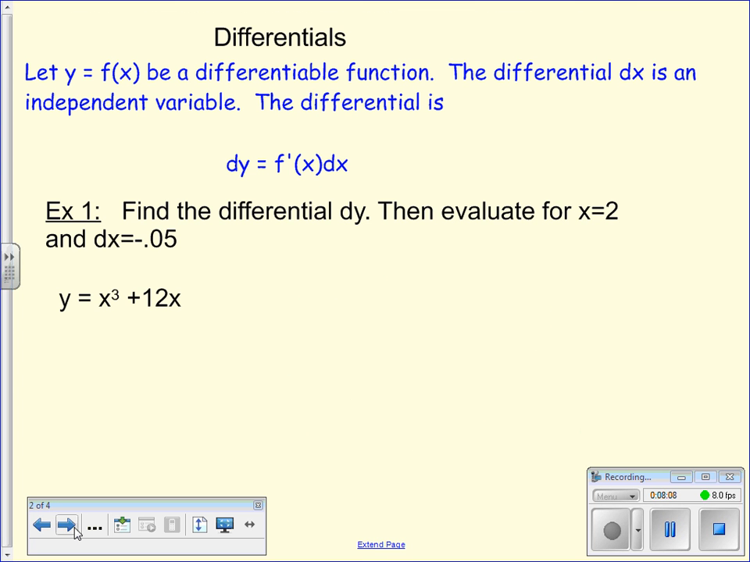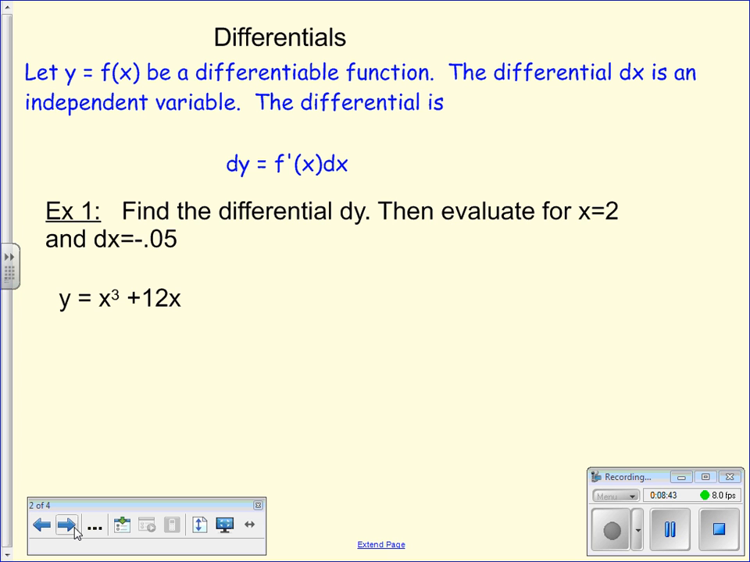Okay, differentials. That's a little more difficult, but it's not that bad. Let y equals f of x be a differentiable function. You can't work with differentials if you can't take the derivative, i.e. it must be differentiable. Say that 5 times fast. Don't do it. The differential dx is an independent variable. The differential is dy equals f prime dx.